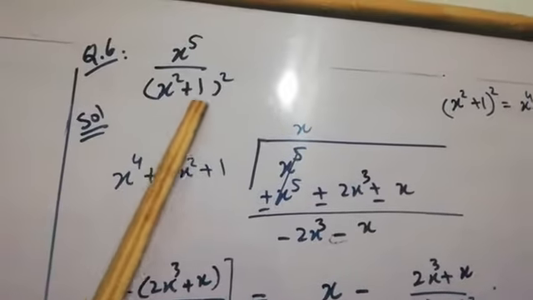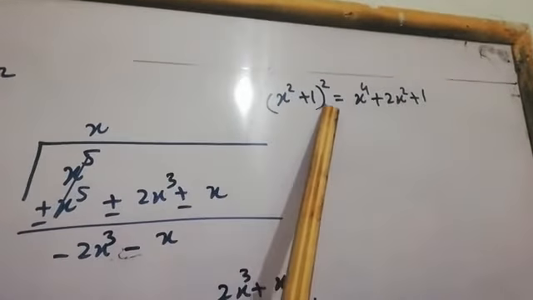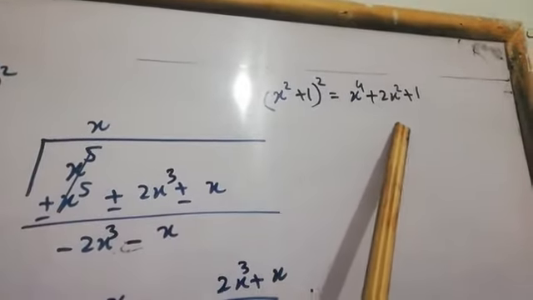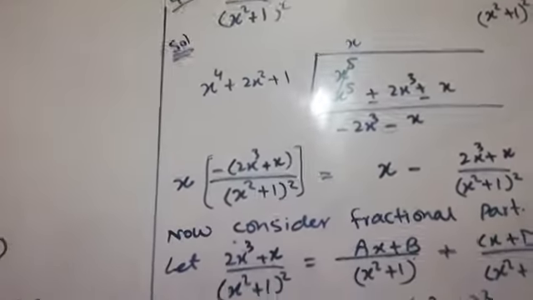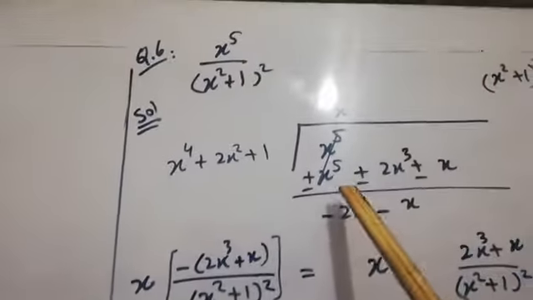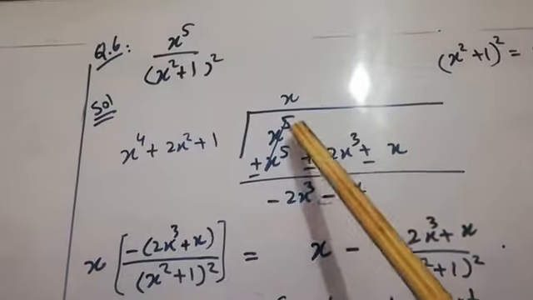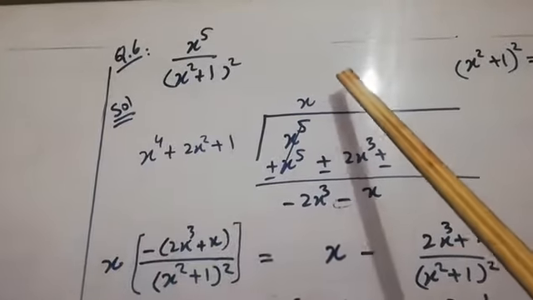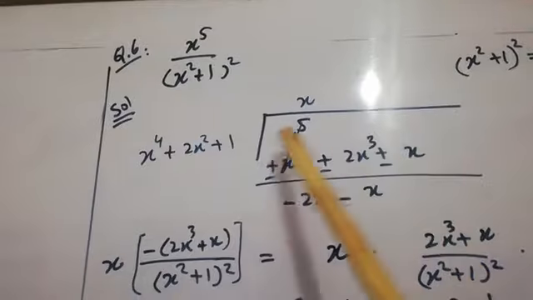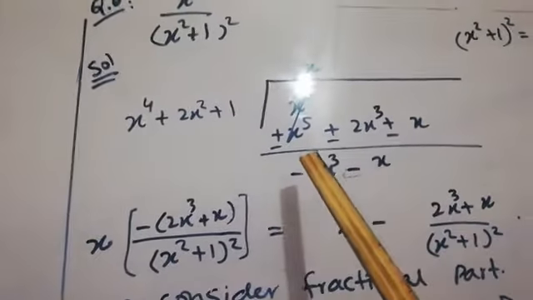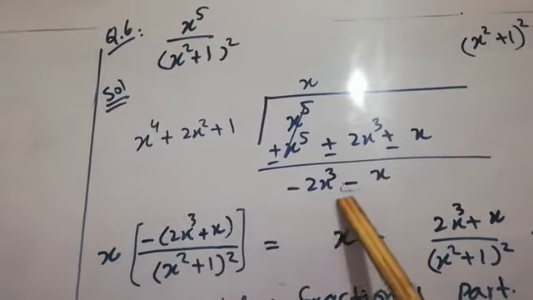First of all, we will remove the bracket by using the formula: x square plus 1 whole square equals x4 plus 2x square plus 1, using a square plus b square plus 2ab. Now we will divide x5 by x4 plus 2x2 plus 1. This is x5, this is x4, so we will multiply by x and get x5 plus 2x cube plus x here. x5 will be cancelled and we change the sign, and we get minus 2x cube minus x.